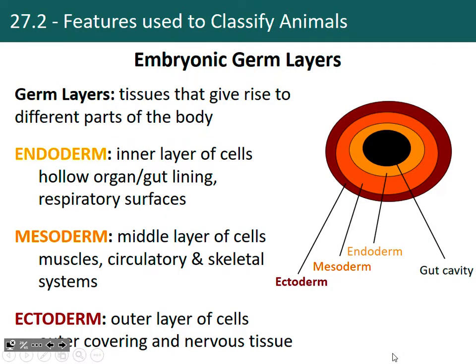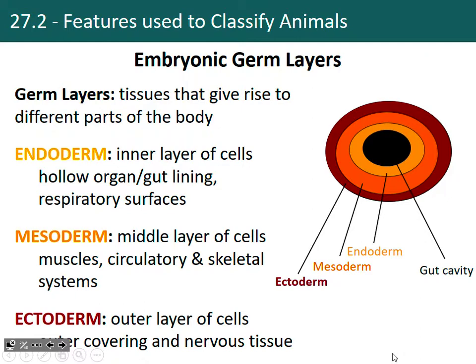All right, so let's talk about embryonic germ layers in our last little bit of time here. Embryonic germ layers are layers of tissue that give rise to different parts of the body. So my little circle over here, if you step back, looks like a fisheye. It's not supposed to look like a fisheye. It's supposed to look like a baby embryo.